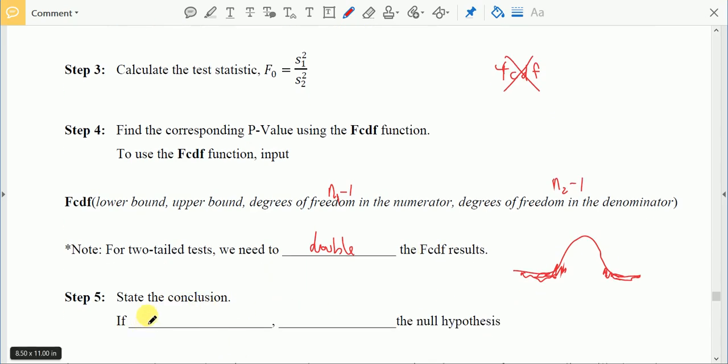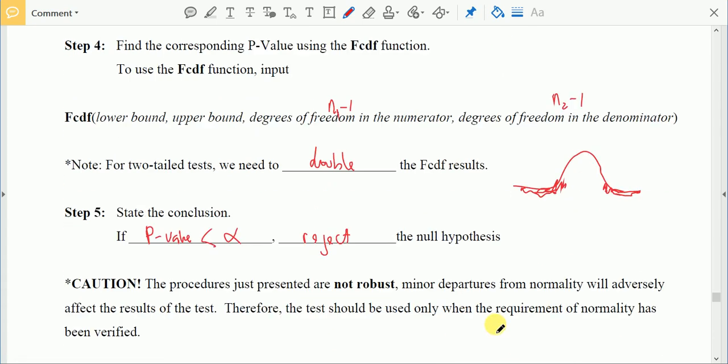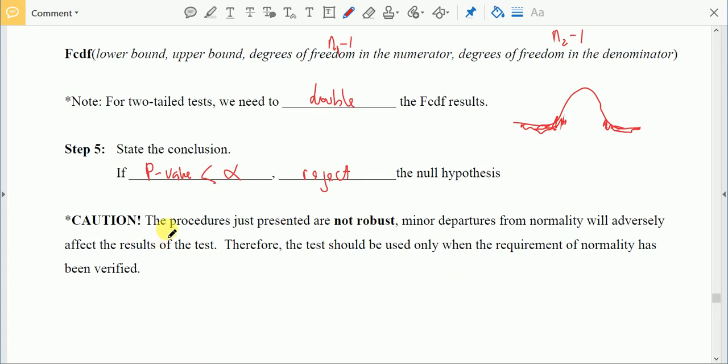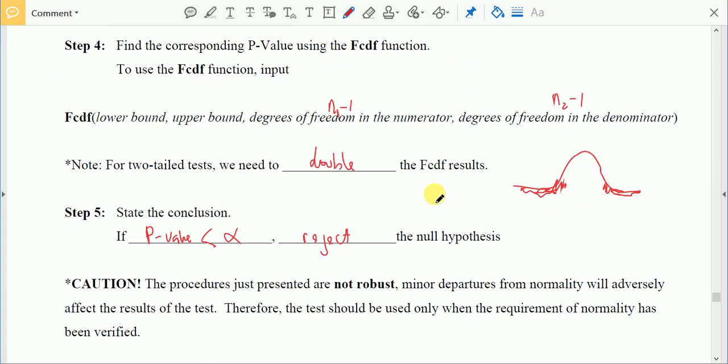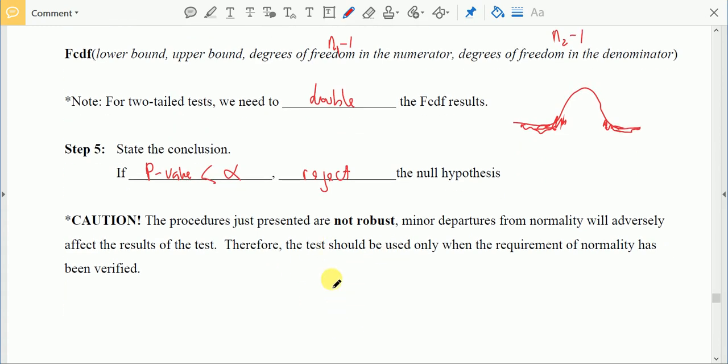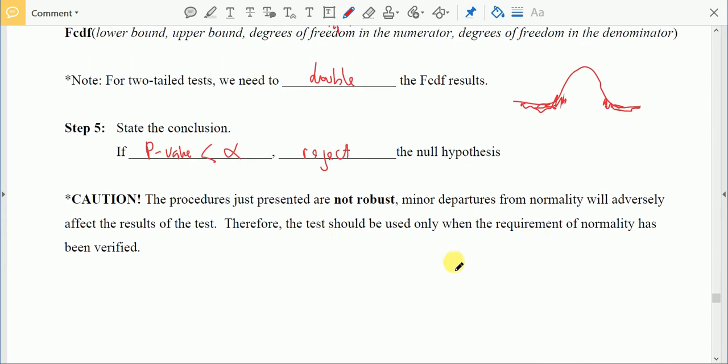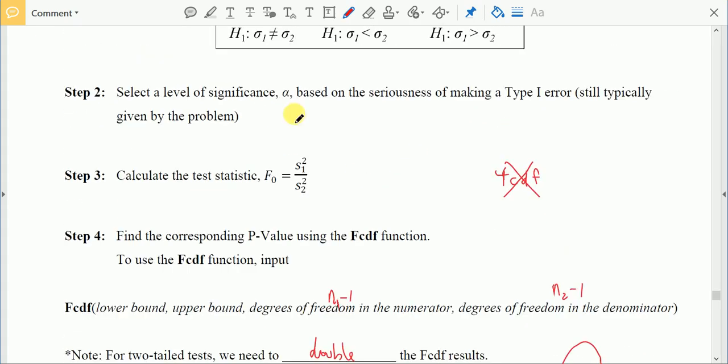Again, the same procedure. If the p-value is less than the significance level, then we reject the null hypothesis. The procedures just presented here are not robust. But again, this is one of the best ways we can do it in this class. And make sure that you meet the requirements before you can apply this F statistic here.